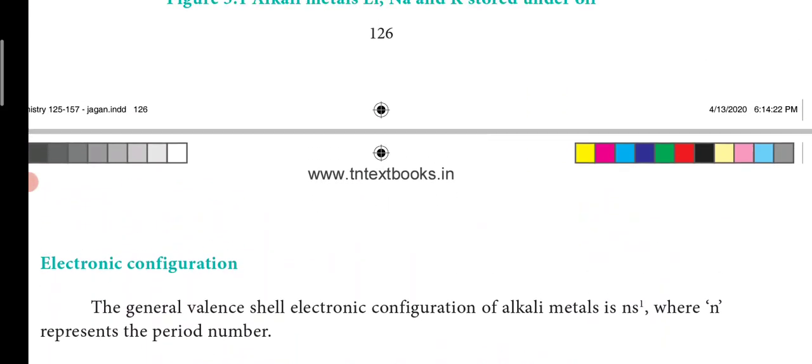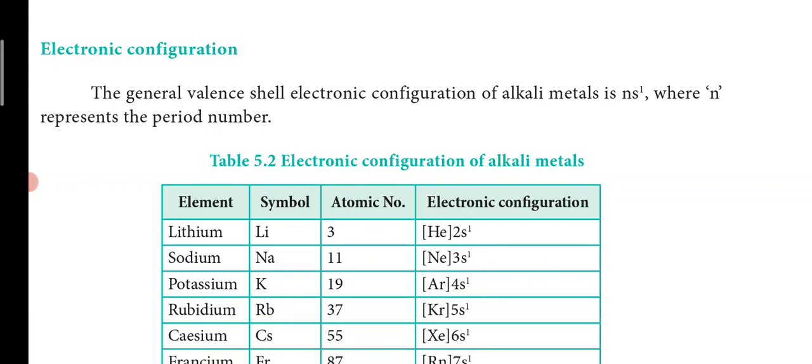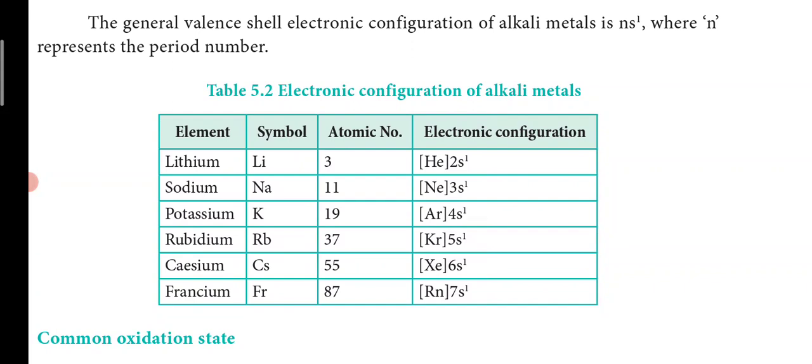Electronic configuration. So here the general valence electronic configuration of alkali metals is ns1, where n represents the period number. So ns1 is the general electronic configuration, like 2s1, 3s1, 4s1, 5s1 for the outermost shell. So all of them are in the order ns1, where n is equal to 2, 3, 4. So 2s1 means it is from period 2.